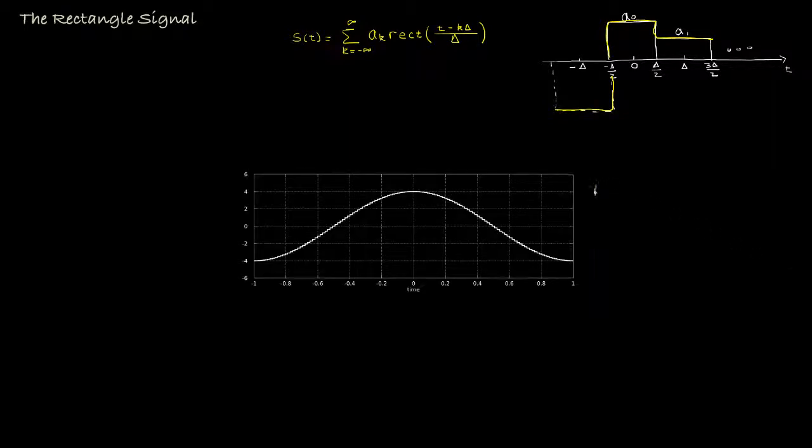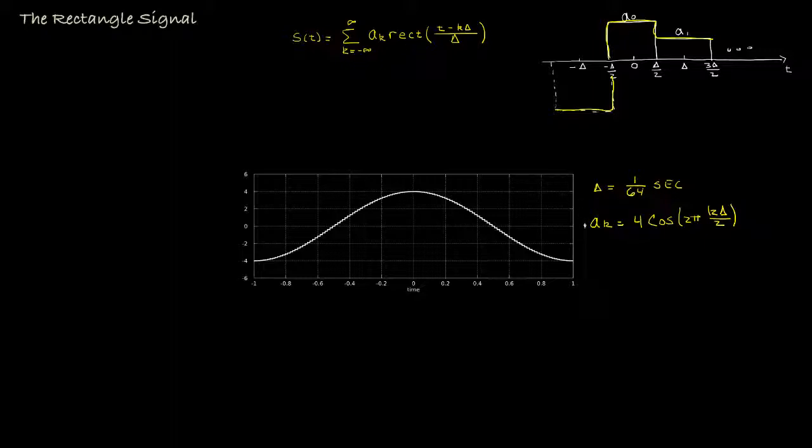Now, in this case, we've made delta equal 1/64 of a second. And once again, a sub k is 4 times the cosine of 2 pi k times delta over 2. And in that case, we're starting to eliminate much of the effects of the staircase, and we're approximating a sine wave, in this case a cosine, as a summation of many of these rectangle functions.